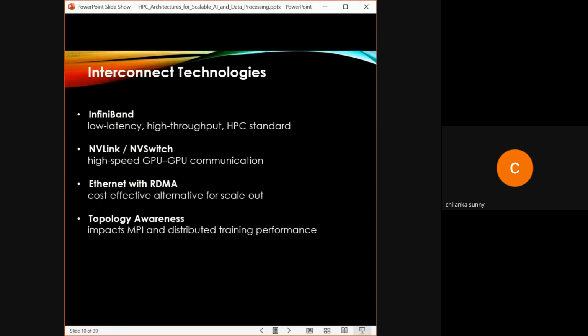Finally, topology awareness is important. The way GPUs and nodes are wired, whether it's in a mesh, a torus, or a fabric network, directly impacts the MPI collectives and the distributed training performance. So optimizing communication for the underlying topology is the key to getting the best scalability out of an HPC system.